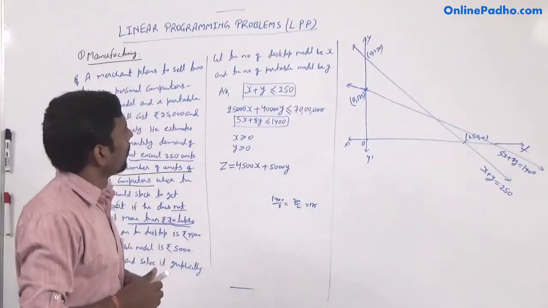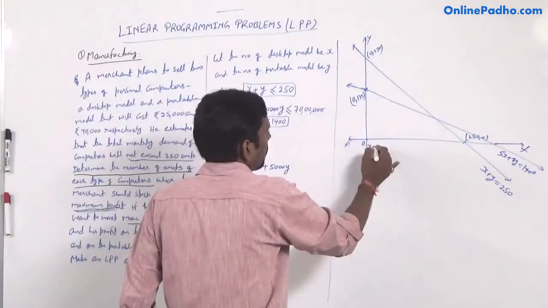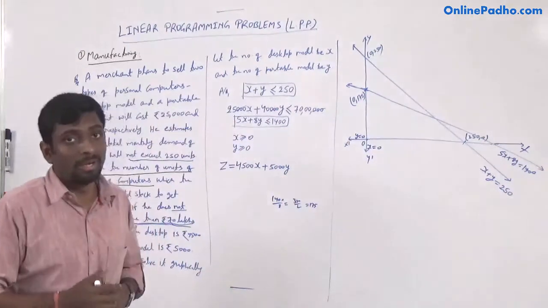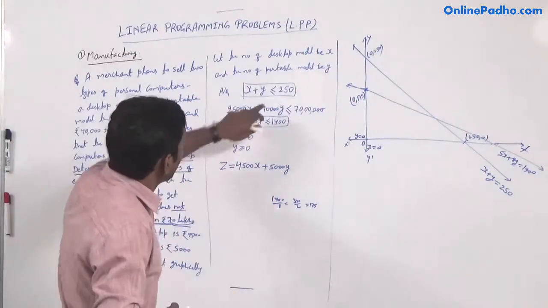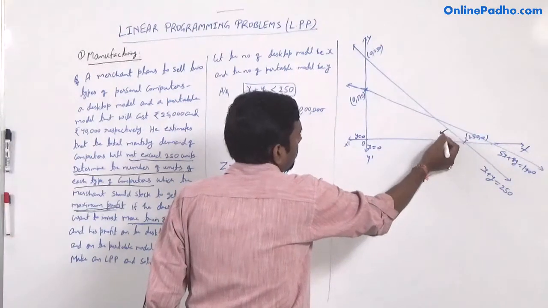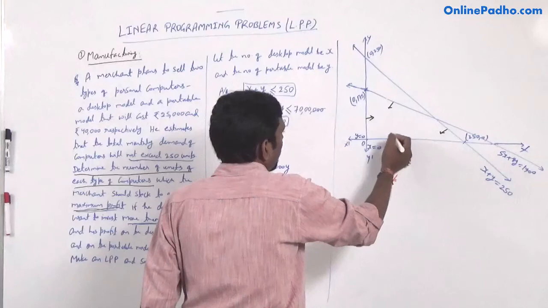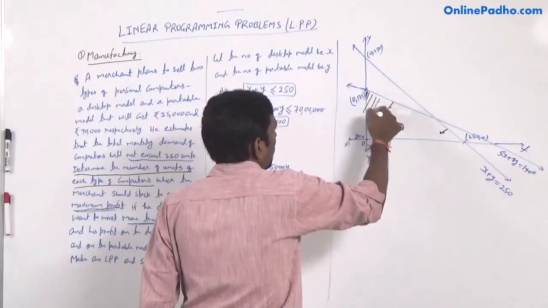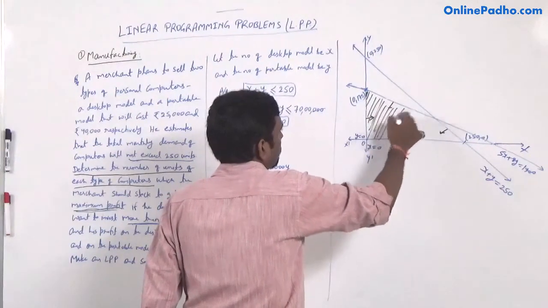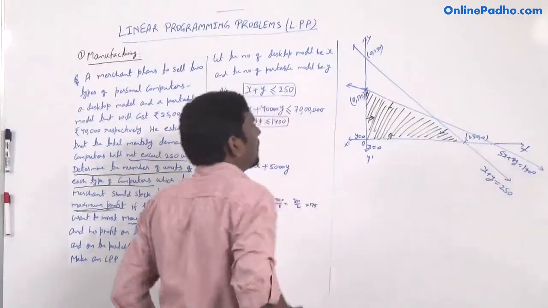Now, X greater than equal to 0 is the Y axis, where X equals 0, and Y greater than equal to 0 is the X axis, where Y equals 0. Here we have less than, so less than means this side. Again X is greater than 0, Y is greater than 0. This should be the common region.